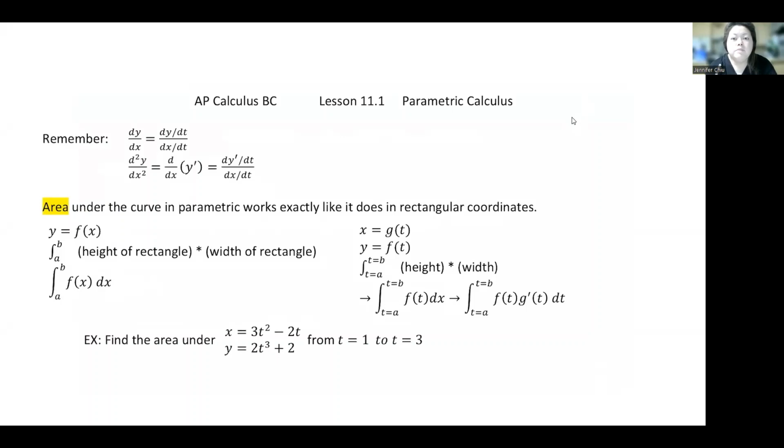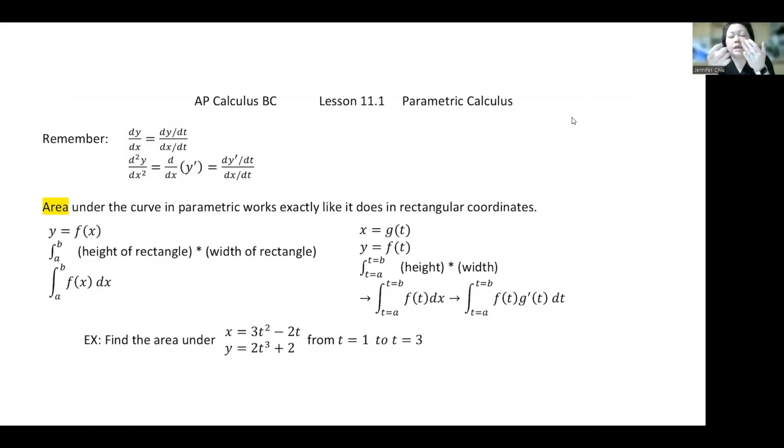Okay, this lesson is 11.1. We are on parametric calculus. The main goal today is to figure out the similarities between parametric calculus and our rectangular calculus that we've been learning all along. So just keep in mind that parametric is taking a rectangular equation and splitting it into two separate equations in terms of time.